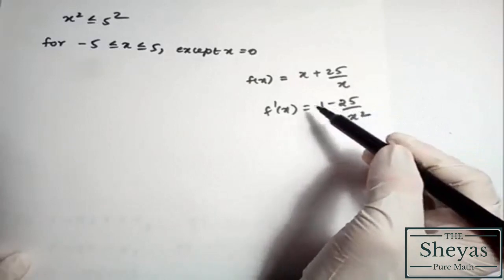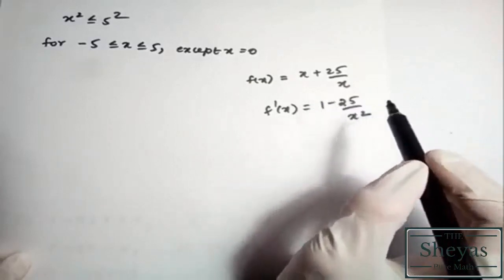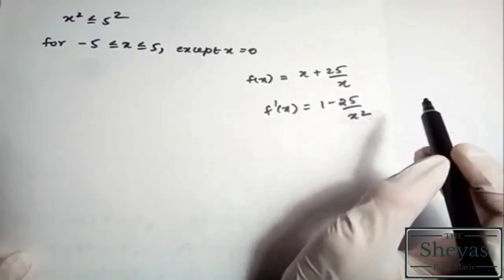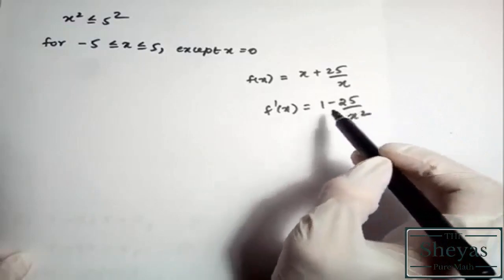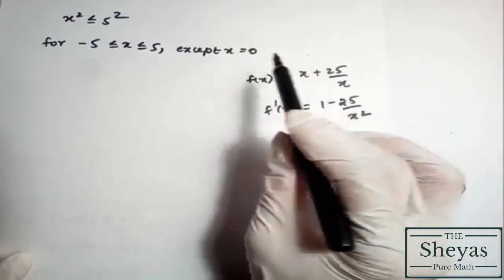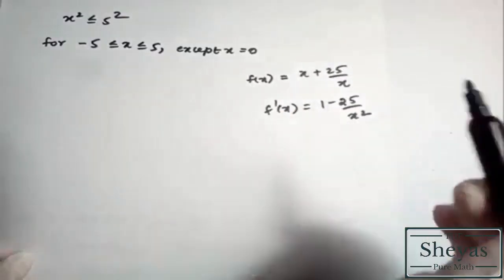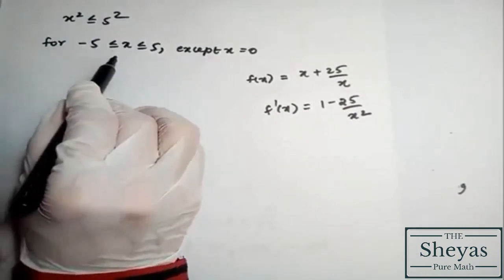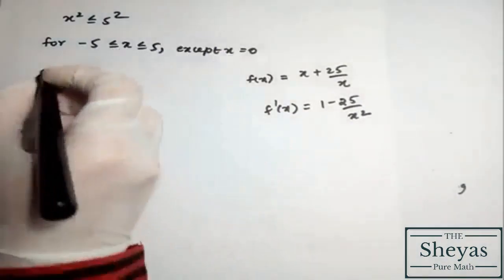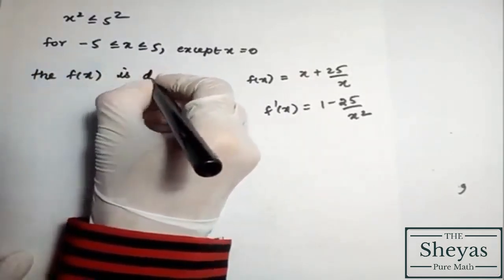And definitely you won't get a value f dash of x less than or equal to 0. Since it is a reciprocal function, you can't take the value x is equal to 0. And so I am concluding that for minus 5 less than or equal to x less than or equal to 5, except x is equal to 0, the function f of x is decreasing.